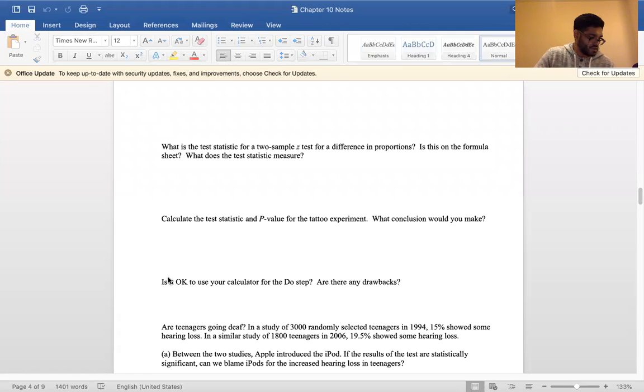Okay, so now the next one: is it okay to use a calculator? Yes, it is. We're going to set everything up, do the state, plan, conclude, and then we'll use our calculators. On the Inspire, menu, stats, stat tests, two proportion z-test. On the 83/84s, you're going to go stat, test, two proportion z-test.